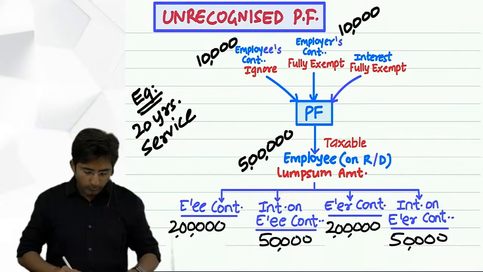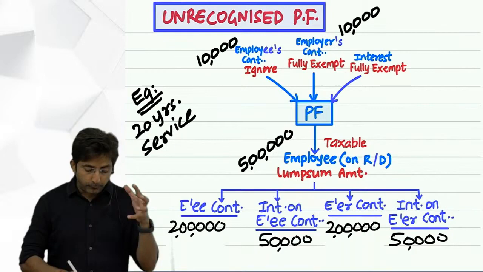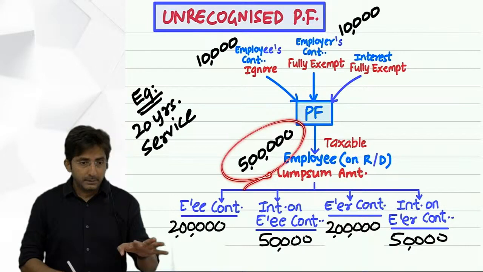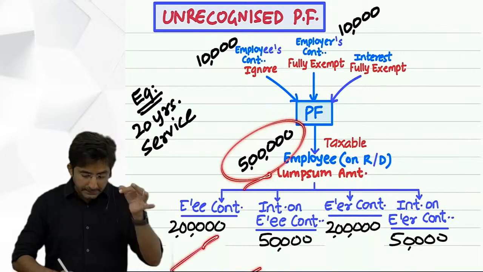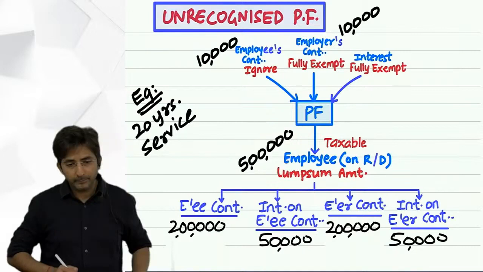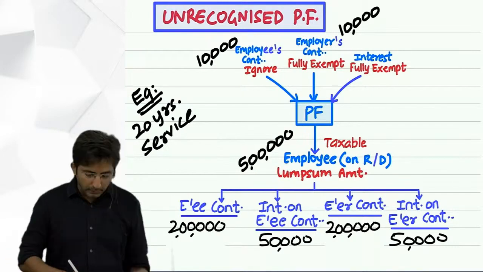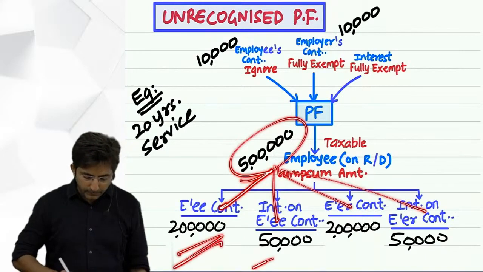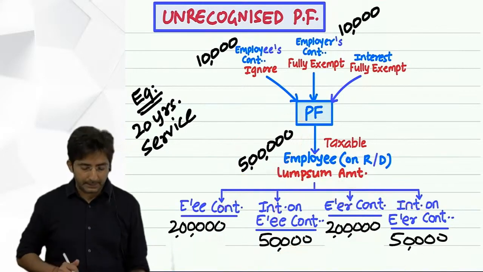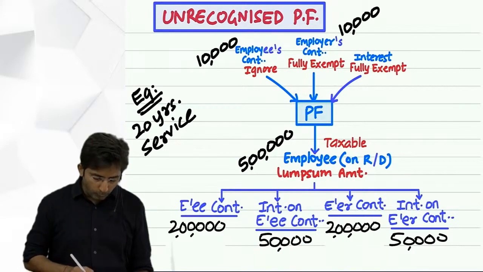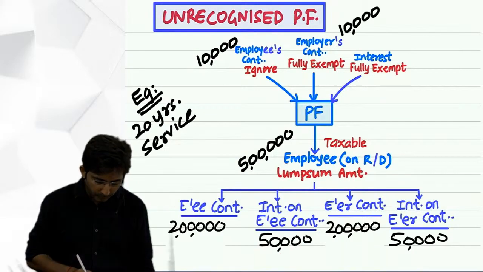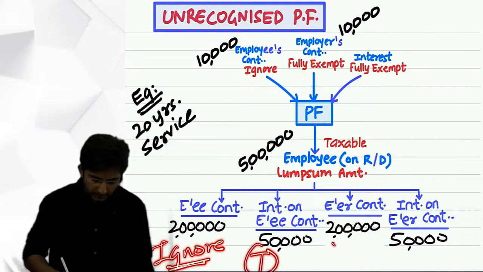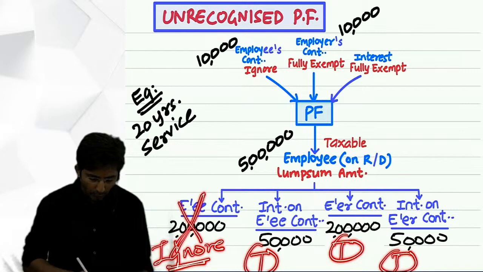You know why I have divided this 5 lakhs into 4 parts? Because the treatment of each amount will be different. First, check the total 5 lakhs. Check that the total breakup of this is correctly done. Yes, 2 lakhs, 2 lakhs, 50,000, 50,000, total is 5 lakhs. Now, out of these 4 amounts, this you will ignore. Only this will be taxable, this will be taxable, this will be taxable. But this will not be taxable.